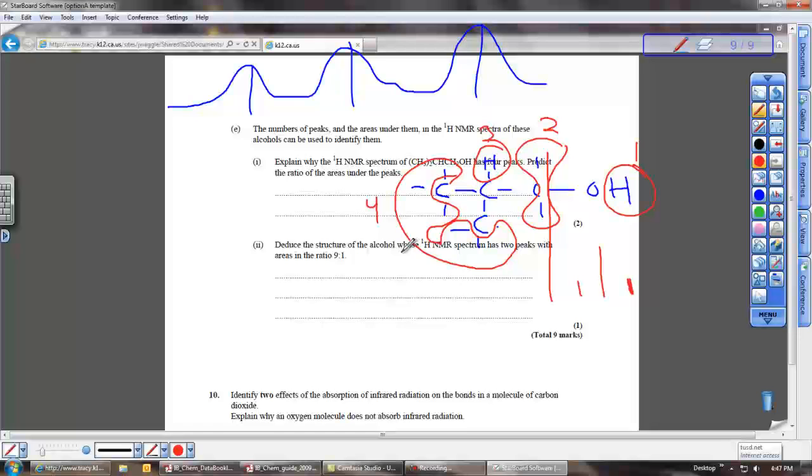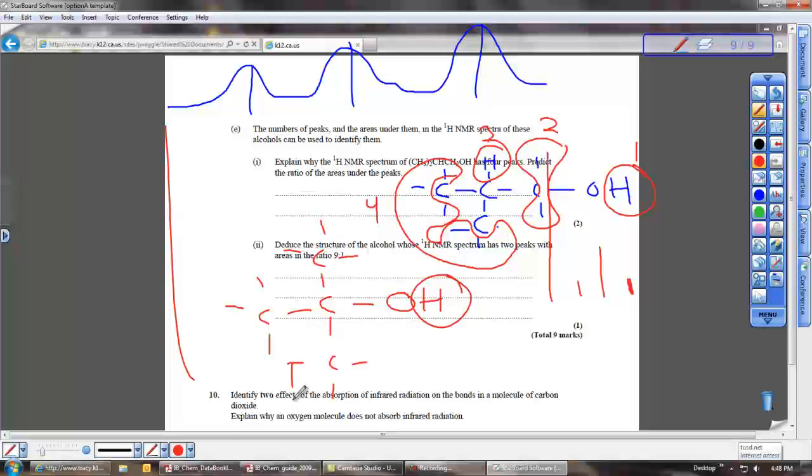Deduce the structure of the alcohol whose HNMR spectrum has 2 peaks with areas of ratios 9 to 1. So there's 9 hydrogens to 1. Well, it's an alcohol, so what group do you know is present? Okay, so there's 1. The other 9, since there's only 2 peaks, what can you say about the other 9? They're identical. There it is. Do you see it? Do you understand why? Each of these 3, 3, 3, identical. So a peak of 9 and a peak of 1. Does that make sense? Yeah.